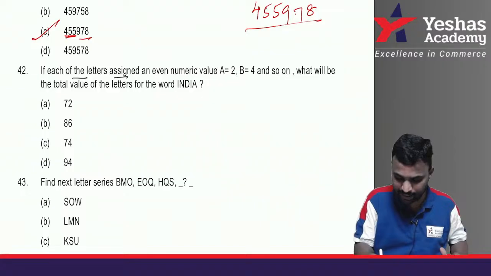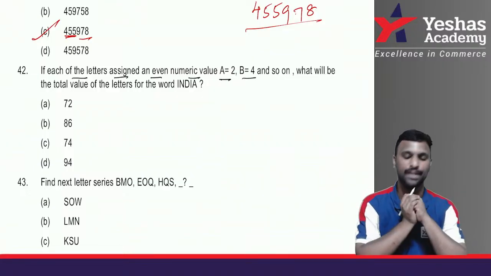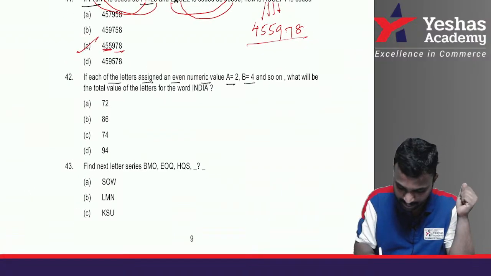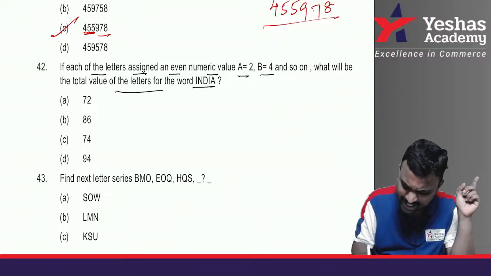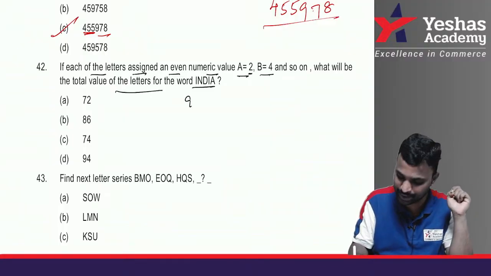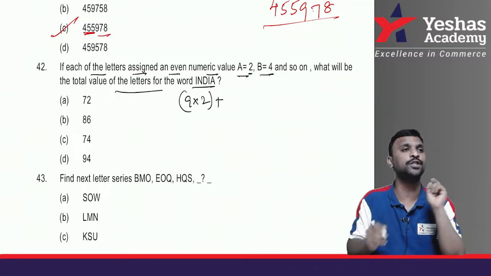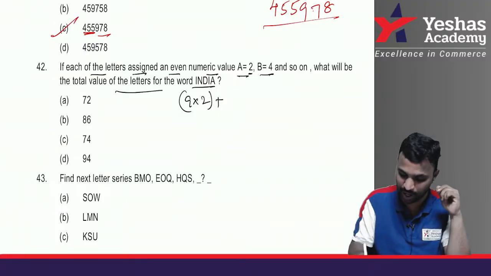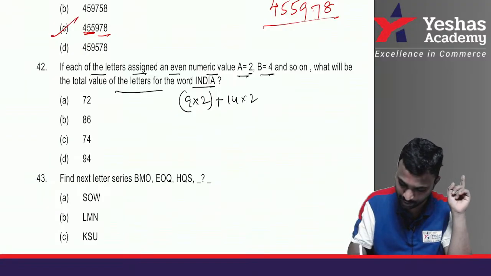If each of the letters is assigned an even numeric value, A is equal to 2, B is equal to 4, and so on, what is the value of the letters of the word INDIA? Guys, I is basically 9, but you can see A is 1, 1 into 2 is 2, B is 2, 2 into 2 is 4. So you have to take the forward position of each letter into 2. N, what is the forward position of N? 14. So 14 into 2 you have to do. Plus, what is the forward position of D? 4. So 4 into 2. What's the forward position of I?